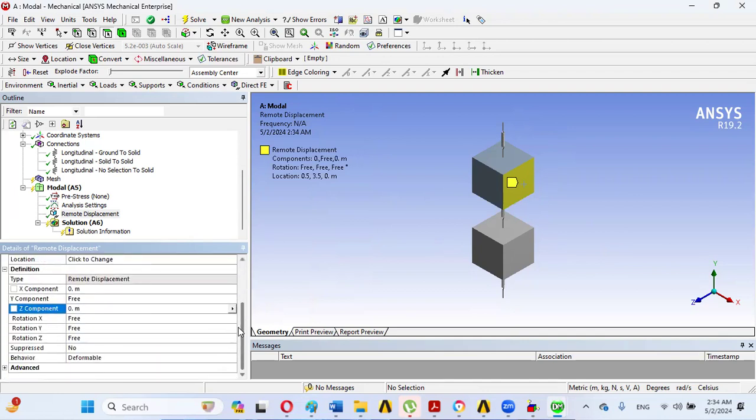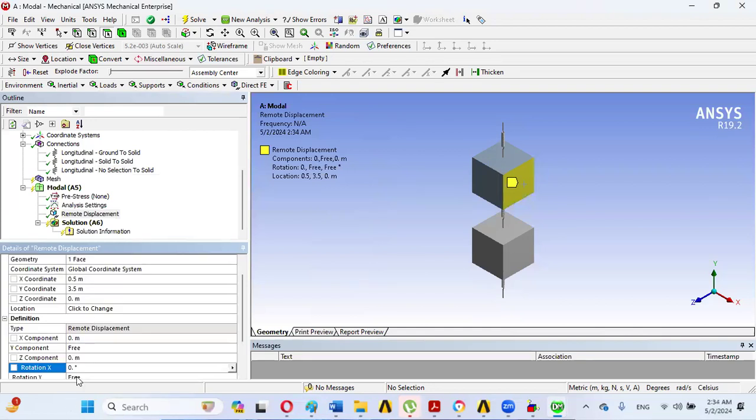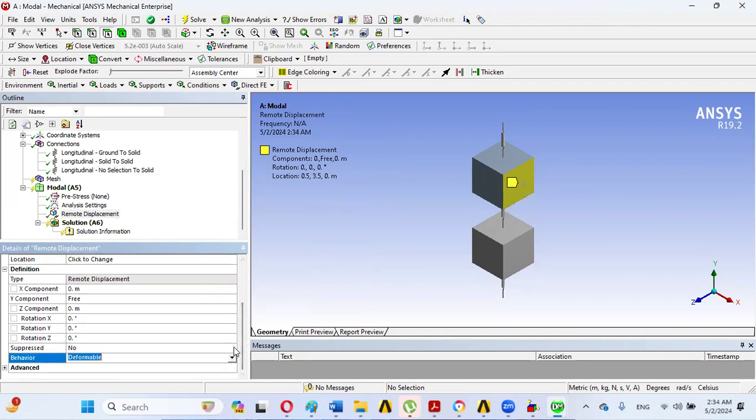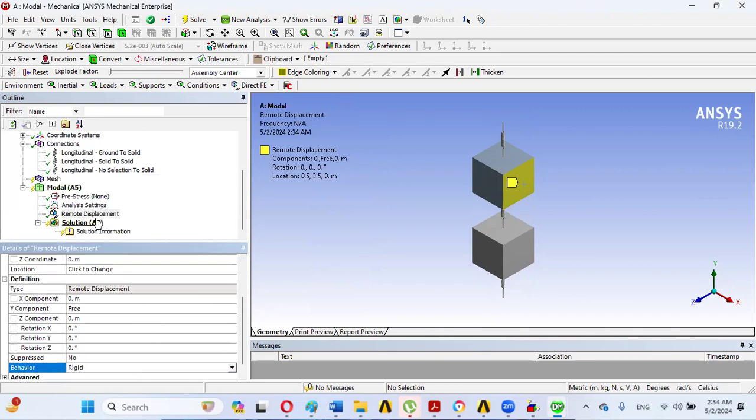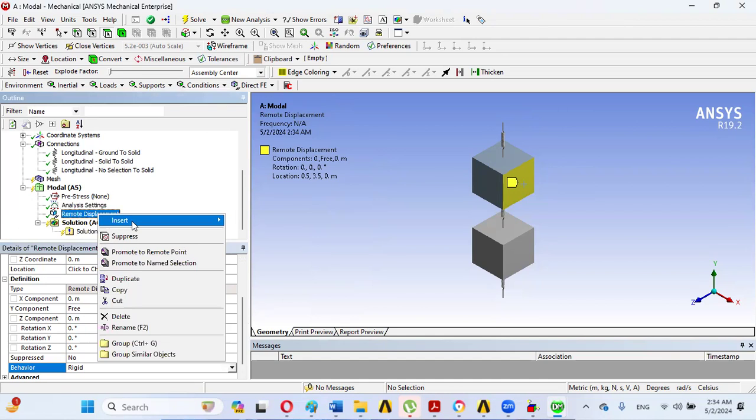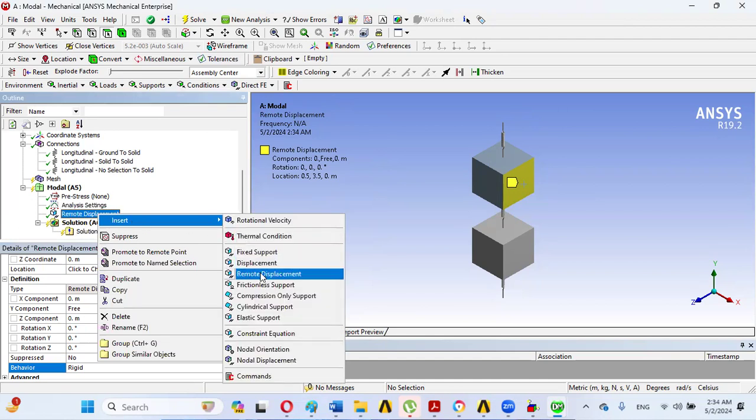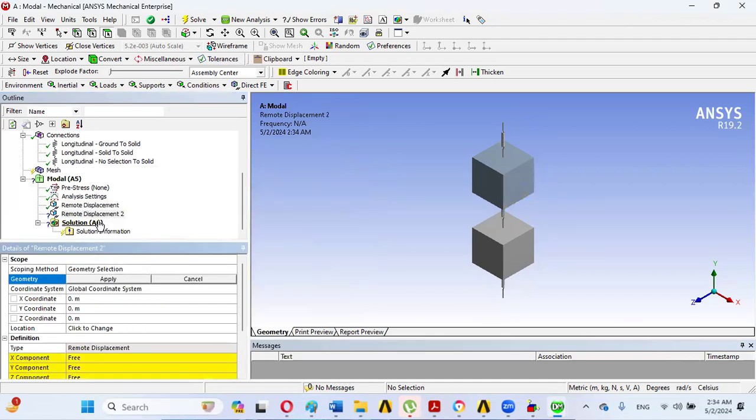Only y may be made free, and rotation about x will also be made 0, and rotation about y will also be 0, and rotation about z will also be 0. And after that, we will be clicking on rigid. So in this way, remote displacement, and after that we will be clicking on remote displacement again, and another remote displacement will be made at this face of the body.